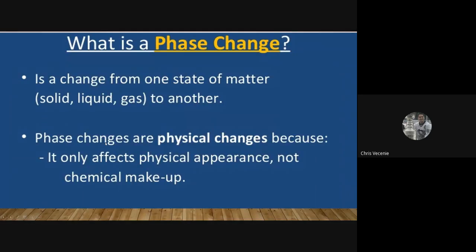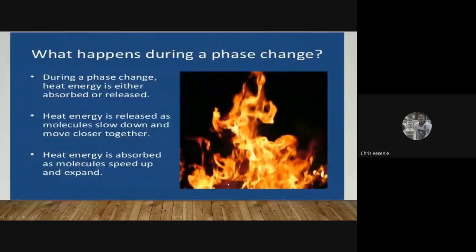So if we start to get into changing this phase, we are not altering who the particles are. That would be a chemical reaction. We're simply altering the distance between those particles, either making them closer or making them further apart. We're also altering the speed that they move at. So it's a change from one state of matter to another. They're physical changes because it only affects the appearance, not the chemical makeup.